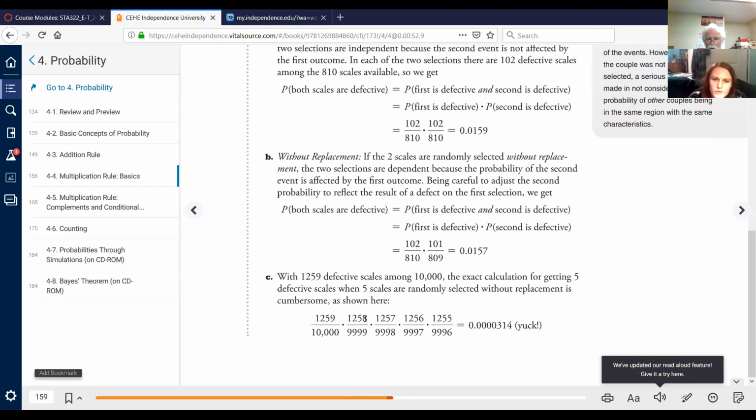If the next one wasn't defective, then what we've got is a different number. This number doesn't change. This becomes now 1,259 out of 9,999 because we haven't taken out a defective one. Okay. That makes sense? Yeah.